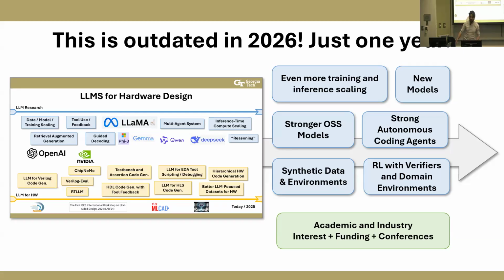We have new models. We have stronger open source models that are much closer to commercial models. We have much better coding agents. Now there's ways to generate synthetic data and synthetic environments to train LLMs inside of. And then also, like I mentioned, people are doing more RL on the LLMs using verifier and domain environments. I'm going to get back to what that means at a later point. And then also, since then, there's specifically been academic and industry funding interest and also conference developments specifically for LLMs and hardware design as well. So that's basically in 5-6 years, this has become its own subfield, right?